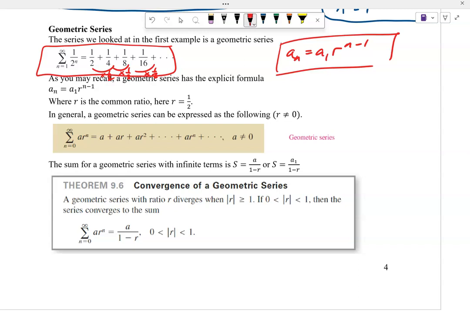Well, there's also a formula for the sum of a geometric series. The sum will be a sub 1, the first term, over 1 minus the common ratio. The common ratio r is what you're multiplying each time to get the next term. So you want to keep that in mind. If the absolute value of the common ratio is less than 1, then the series converges to its sum, and the sum is given by a sub 1 over 1 minus r. That's your geometric series test. If the absolute value of the common ratio is bigger than 1, then it diverges.